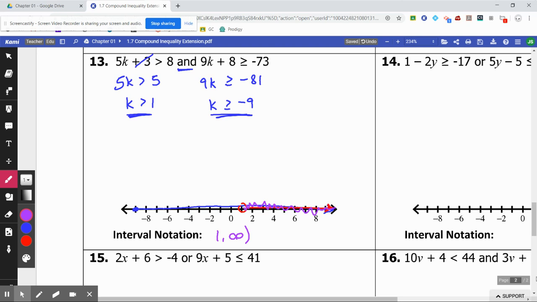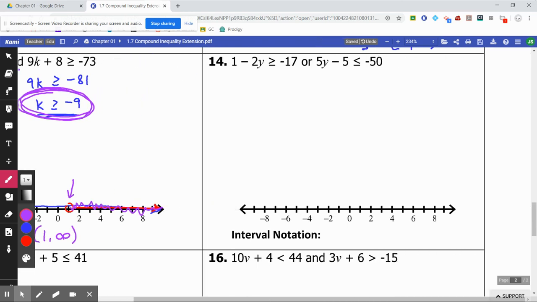Now let's talk about the number 1, just to be certain. Is the number 1 included? Since it's an AND statement, it must be a member of both sets. Is 1 bigger than negative 9? Yes. Is 1 bigger than 1? No. So therefore, since 1 is not a member of both sets, we will not include 1 in our final answer.